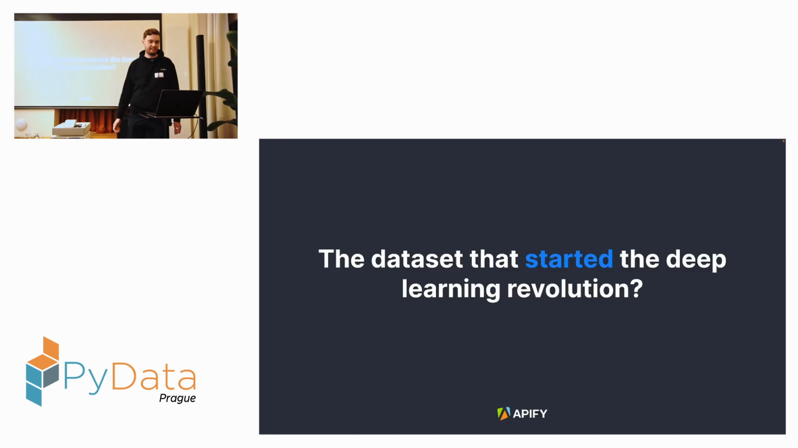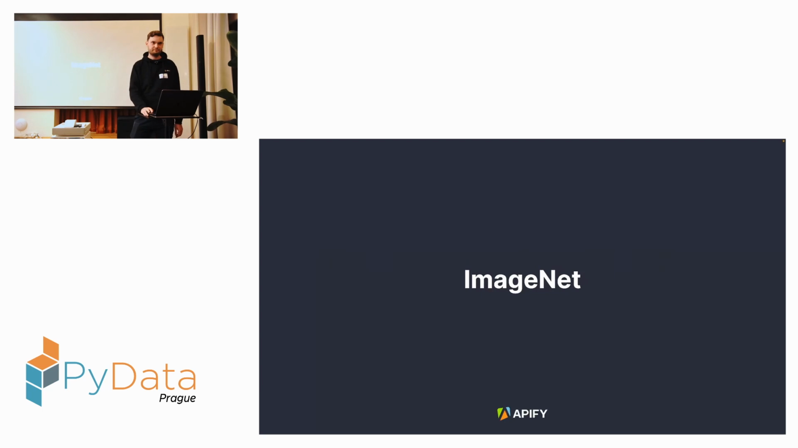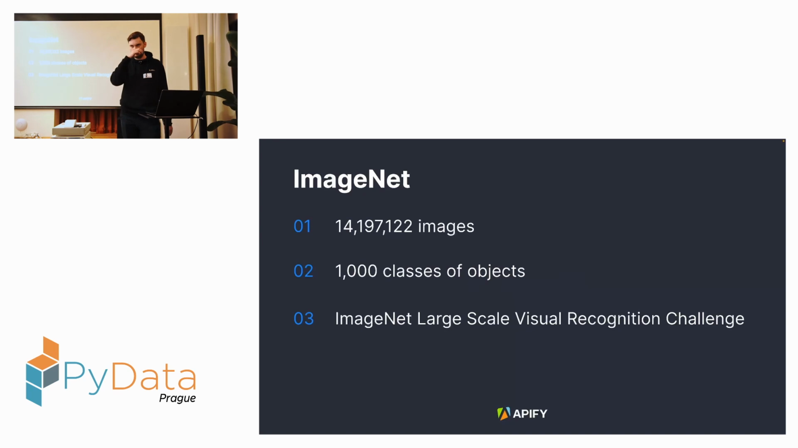So now I'm going to ask another question. What is the data set that started the deep learning revolution? And the answer is ImageNet. ImageNet is a database of about 14 million images, and there was the ImageNet Large Scale Visual Recognition Challenge, which essentially means that you submit your models and they are tested on this data set, and whoever performs the best is the winner and gets some money.